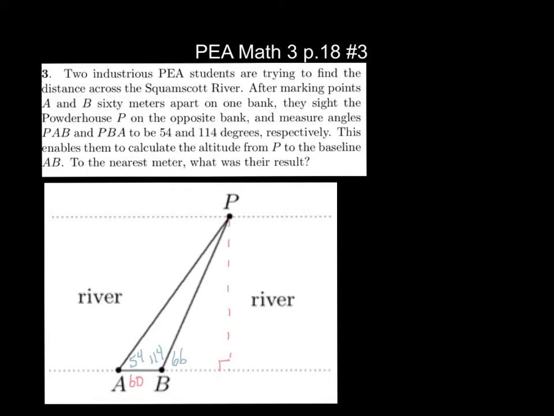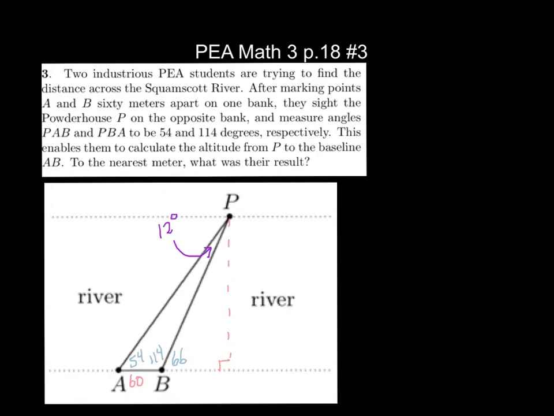It would be nice to have another length, maybe possibly this length right here, the hypotenuse of this right triangle. And we can actually find that by solving this triangle right here, PAB. So the first thing I'm going to need is this angle. And we can find this angle right here by taking 180 minus 54 minus 114, and we end up getting 12. So this is 12 degrees.